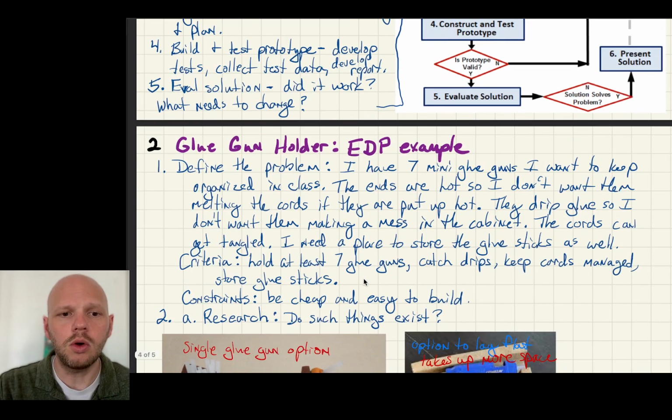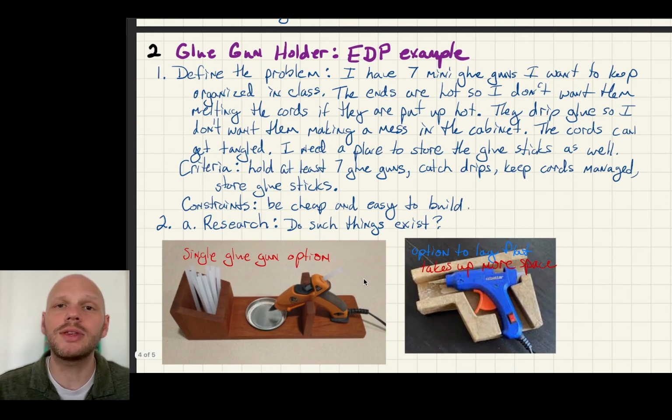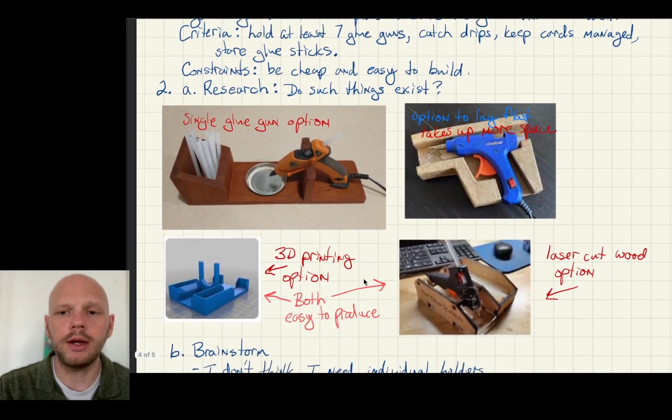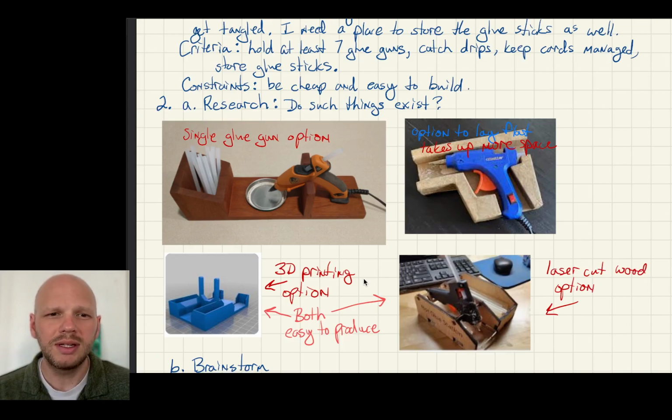All right, so I need to research. Does such a thing exist? And here's what I went out and found. Okay, so that looks similar to what I was describing. It's a way to hold the glue gun. It's got a place for it to drip. This is just for a single glue gun though, and it definitely has a place to hold the glue sticks.